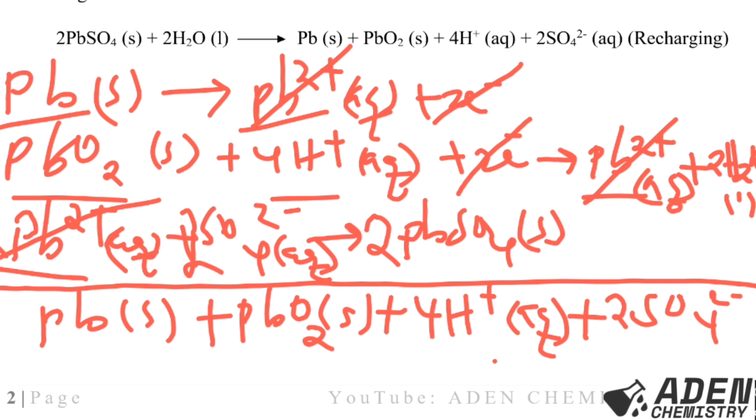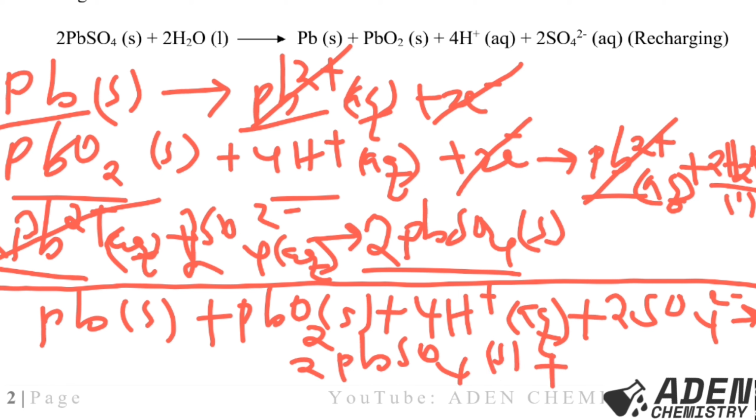Then arrow, we are going to write our product side. In our product side, we have only 2 things: 2 moles of lead 2 sulfate solid plus 2 moles of water. That's what remains on the product side. So this cell reaction is the reaction for the discharging process. When we reverse, that means we are going to have the recharging cell reaction.